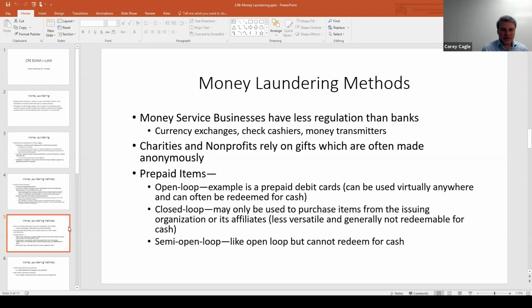Why these types of places, charities and nonprofits, anonymous gifts? It's easy to hide stuff that way. Money service businesses aren't as highly regulated. That's a good thing to note. Prepaid items are an easy way to illegally obtain money, like a prepaid debit card you can use pretty much anywhere in the world.